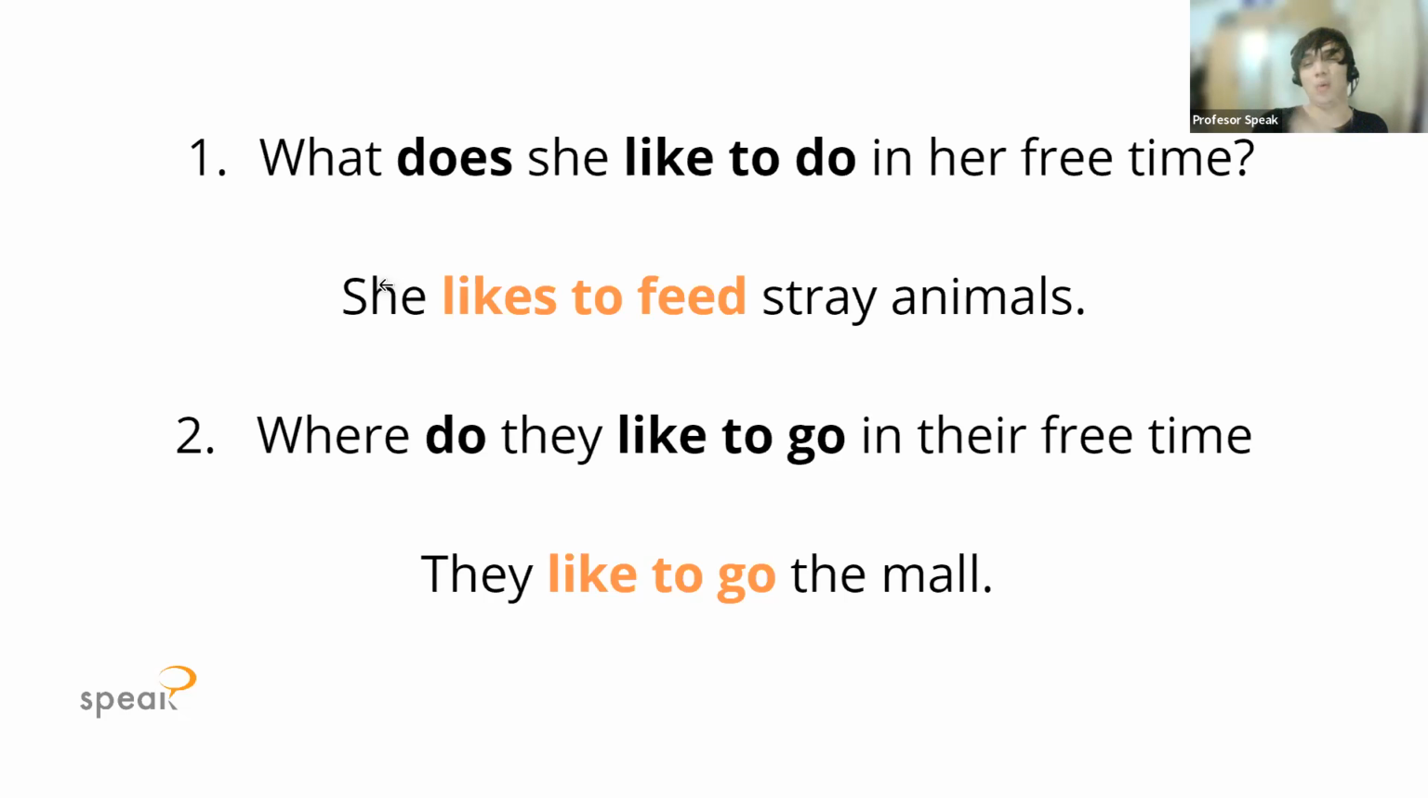But whenever we are using what, where, when, it is necessary to use auxiliaries all the time. So we have the answer: she likes to feed stray animals. In the answer, I'm using the S, likes, because I'm not using any auxiliaries. So nothing is modifying my verb. That's why I'm using she likes to feed stray animals. Help me with the other one, please. Let's see.